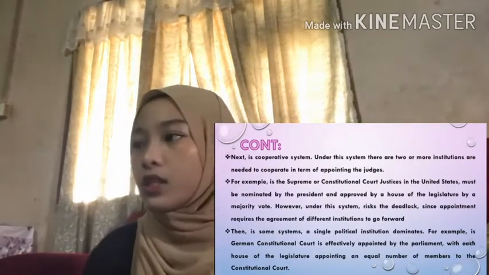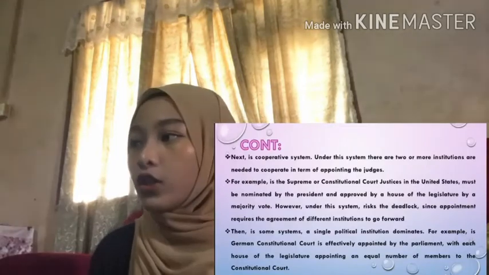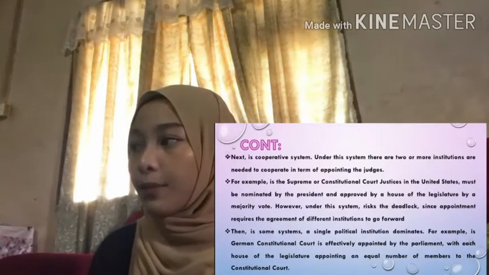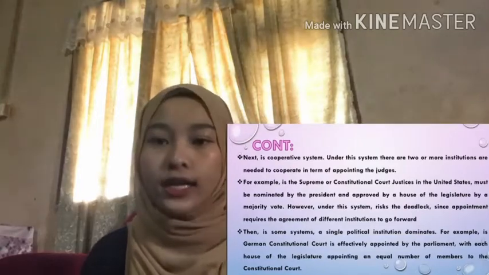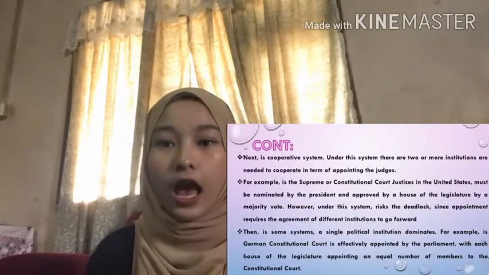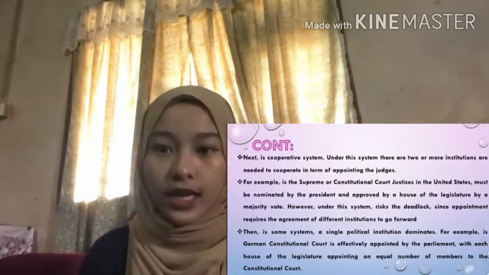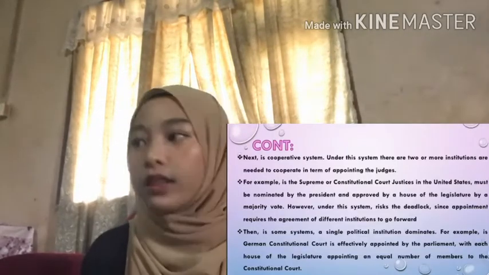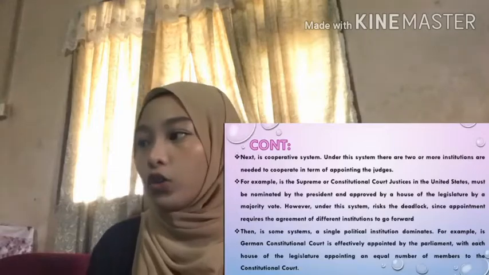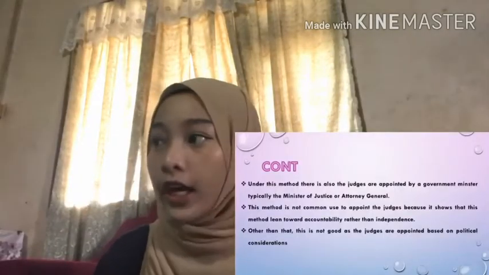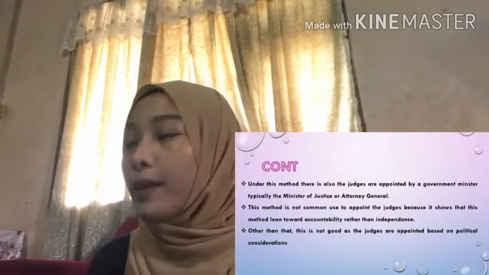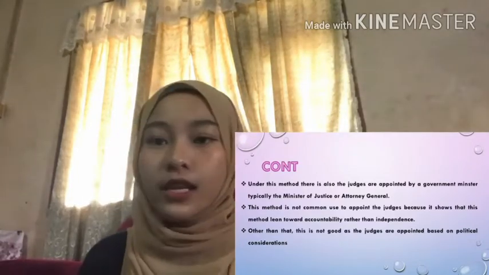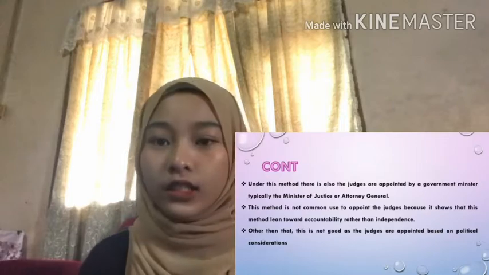Then in some systems, a single political institution dominates. For example, the German Constitutional Court is effectively appointed by the Parliament, with each house of the legislature appointing an equal number of members to the Constitutional Court. Under this method, judges are also appointed by a government minister, typically the Minister of Justice or Attorney General.